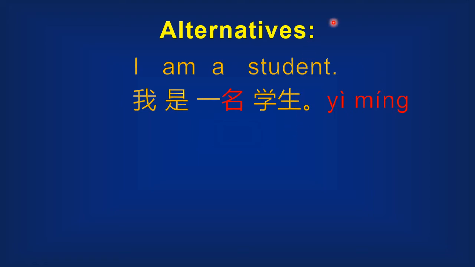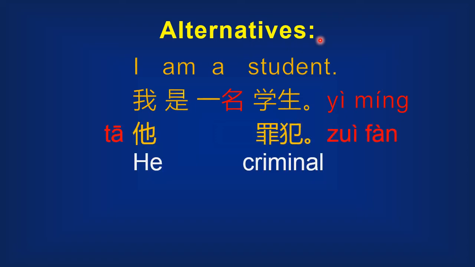名 is more often used as a noun, which means name. So as a measure word, it refers to any person with a name and identity, either good or bad. 他是一名罪犯. He's a criminal. Pay attention to the tone shift again. Now it's shifted to the fourth tone. 一名 fourth tone, second tone.